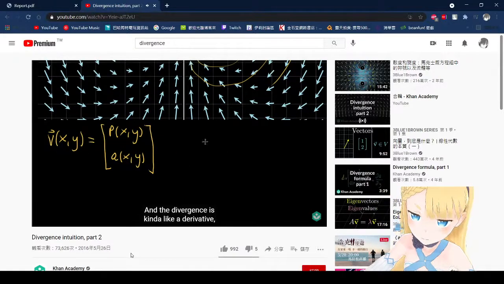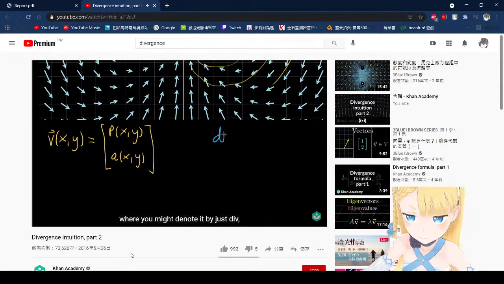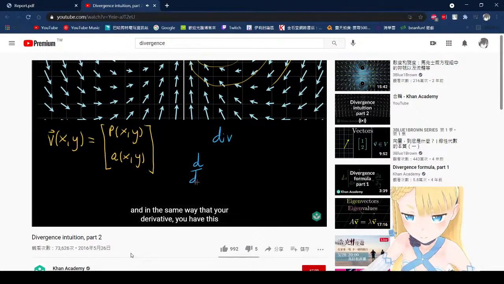And the divergence is kind of like a derivative, where you might denote it by just div. In the same way that your derivative is an operator that takes in a function and gives you a whole new function, this div operator you think of as taking in a vector field of some kind, and you get a new function. And the new function you get will be scalar valued.